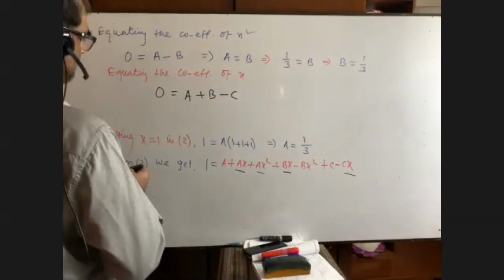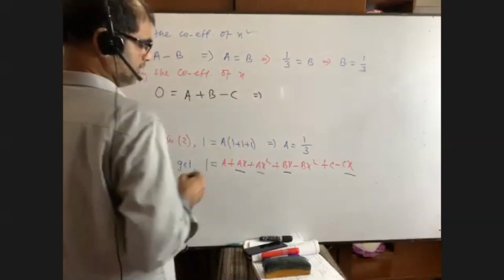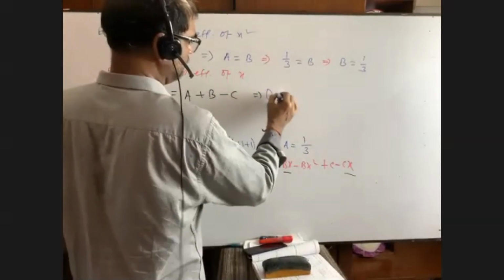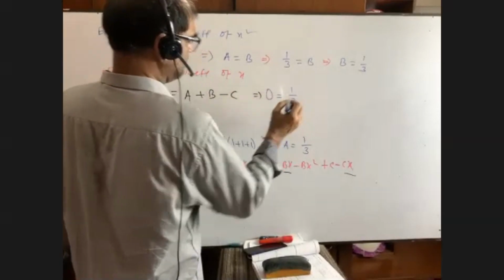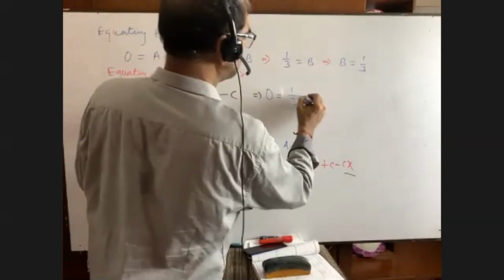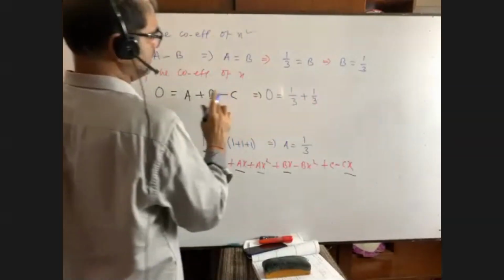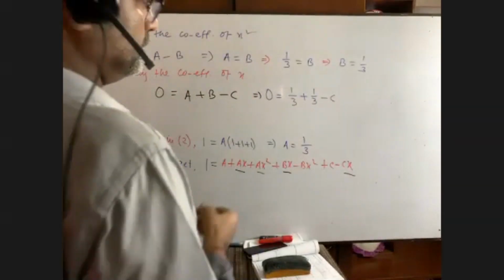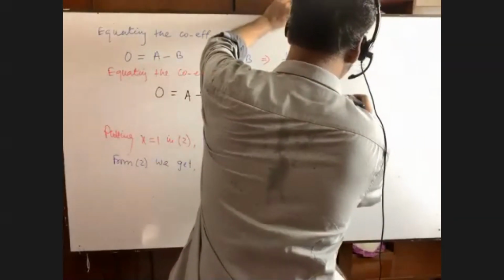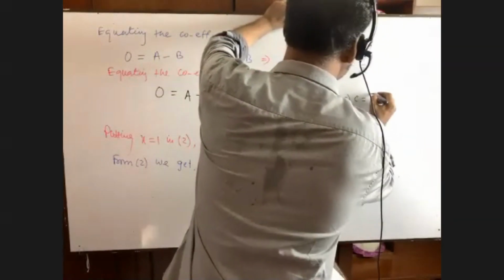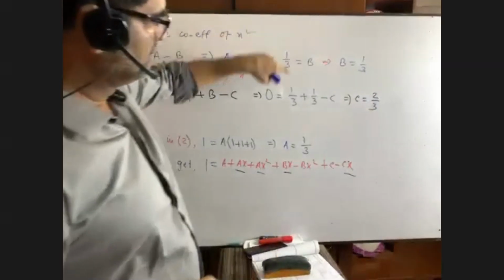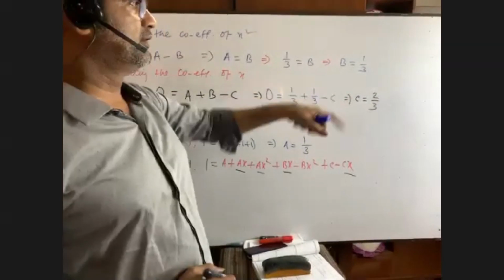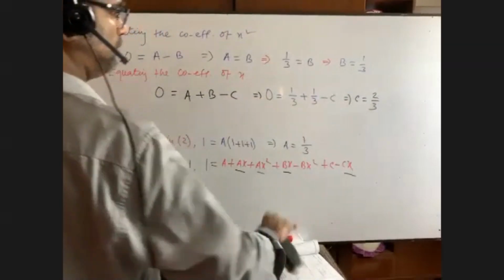What is the value of a? A is 1 by 3. We can write 0 equals to 1 by 3. What is the value of b? B is 1 by 3. What is c? We don't know. So we are getting from here c equals to, you can calculate, you will get the value of c. C equal to 2 by 3. That means it is 1 by 3, 1 by 3, 2 by 3. If c is taken to the left hand side, so c equals to 2 by 3. Now we have got all the values.